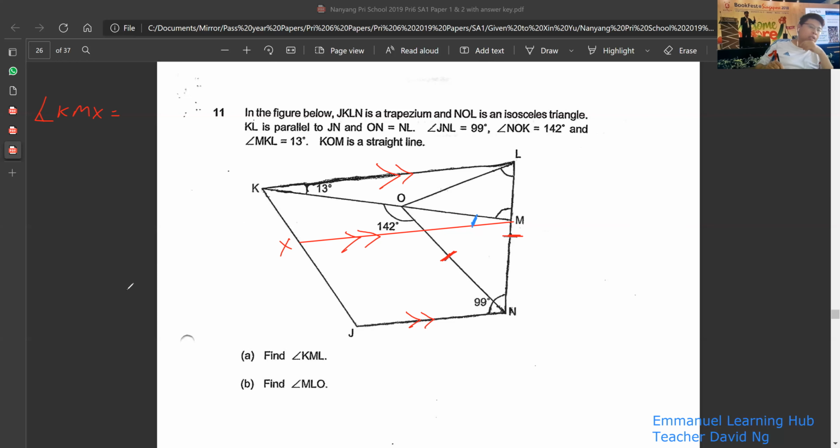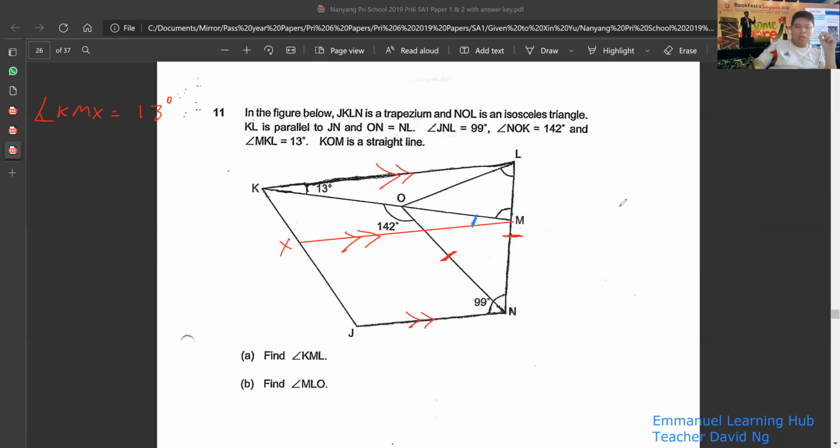You know what is alternate angle, right? 13 degrees. Yes. It took you so long to see the alternate angle. How come? That's why you must be very familiar, where parallel lines are involved, with the kind of geometrical angle properties you're dealing with.